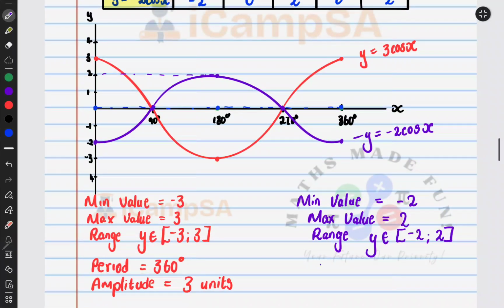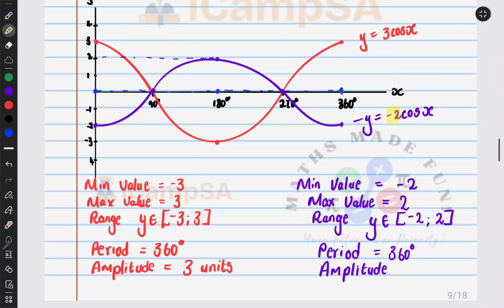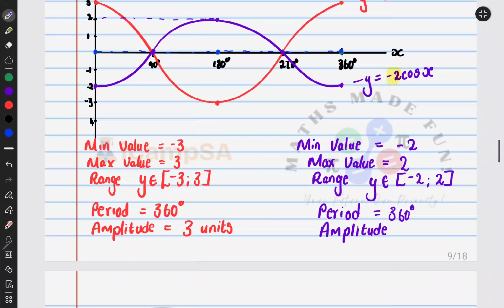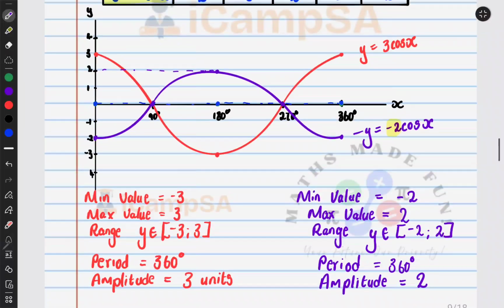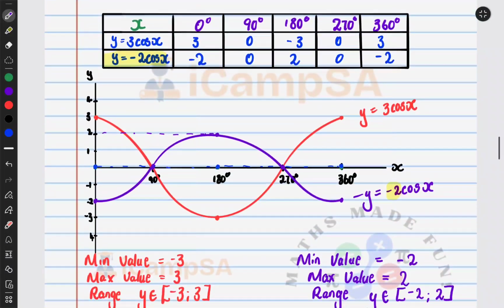And then the period, how long it takes for our function to complete one cycle, it's 360 degrees. And then we have the amplitude. The amplitude is the coefficient that you see there, but it's always positive. Go with the positive, just don't mess that up. So the amplitude is gonna be 2, the positive 2. That is your amplitude, and that is how you will answer these questions.